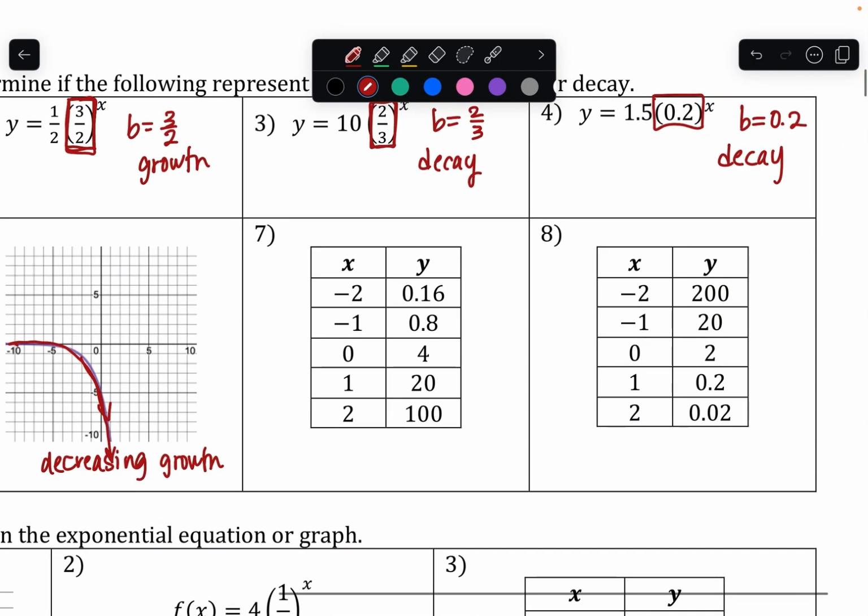Okay, looking at our table here, I can see I'm going from 0.16 to 0.8 to 0.4, so that is growing. Here, we're going from 200 to 20 to 2 to 0.2 to 0.02, so that would be decay.